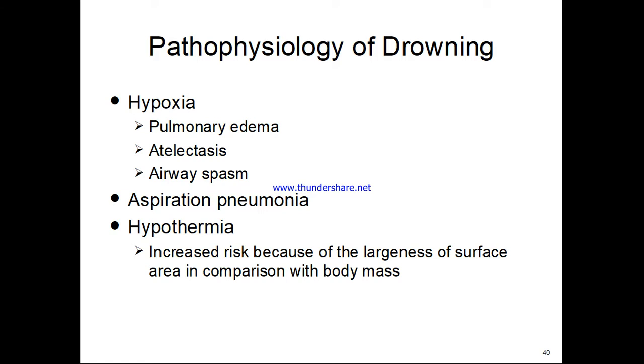Pathophysiology of drowning: the hypoxia is due to pulmonary edema, the presence of fluid in the lungs. Atelectasis happens and airway spasm. They develop an aspiration pneumonia, and they frequently have hypothermia because of the large surface area that was exposed to cold water. So they've been exposed to cold water not only on their outer body, but now it's in them as well.